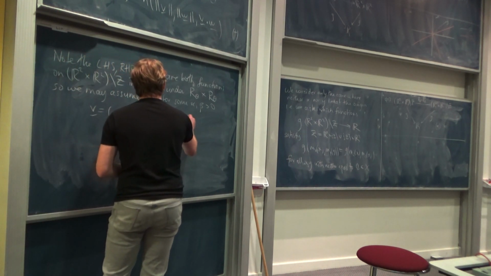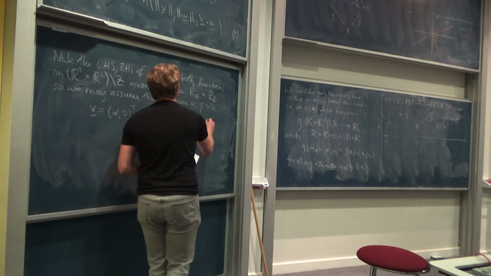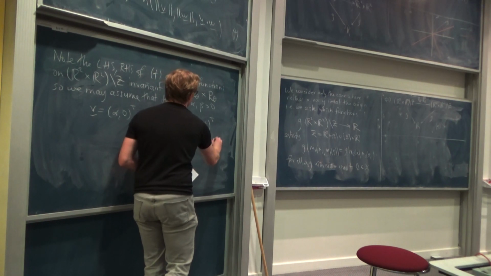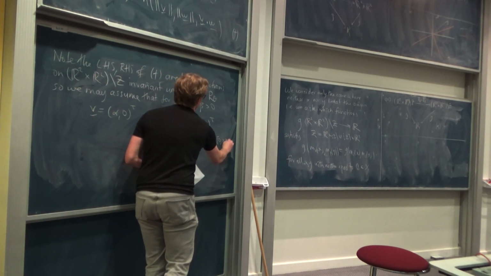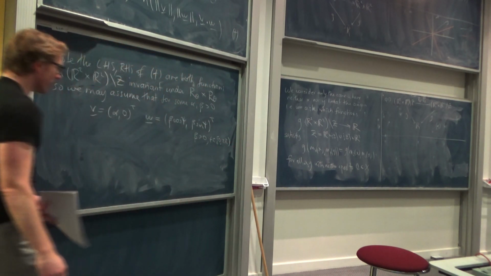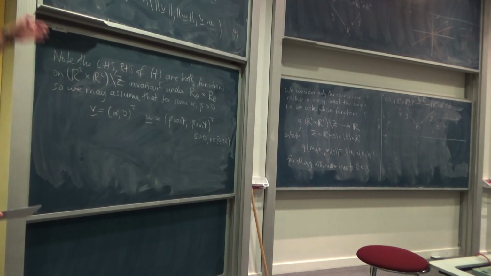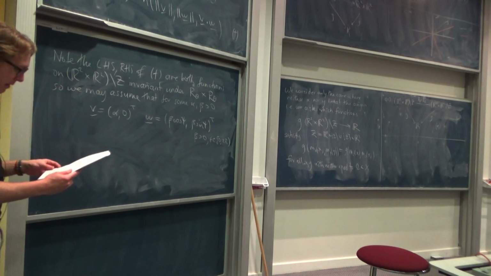So I just write down an arbitrary vector here. That's beta cosine psi, beta sine psi, where beta is positive and psi is some angle. Okay, that's the generic one, the one that's not left fixed. So we just have to prove this equality dagger in this special case. So then let's do that.